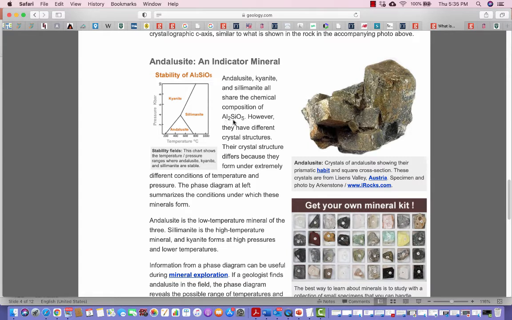So Al2SiO5. And that is the same with andalusite, sillimanite, and kyanite. And we'll see that in more detail in a little bit here.